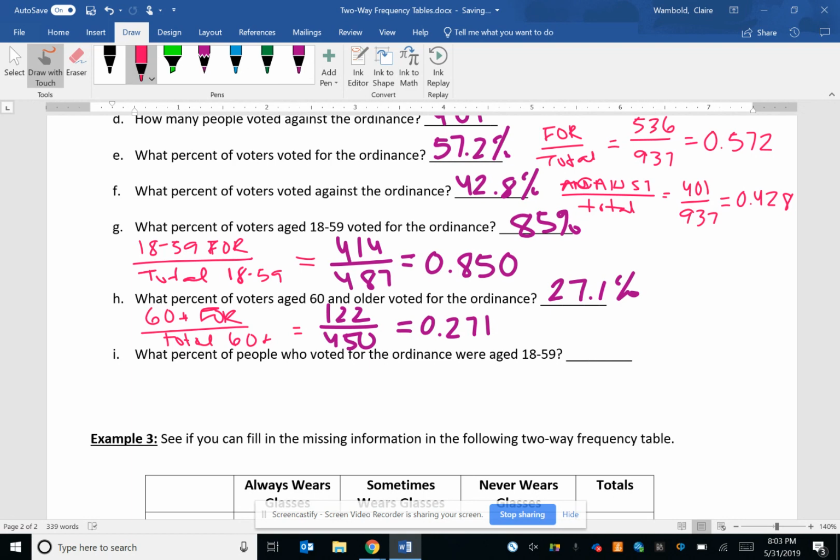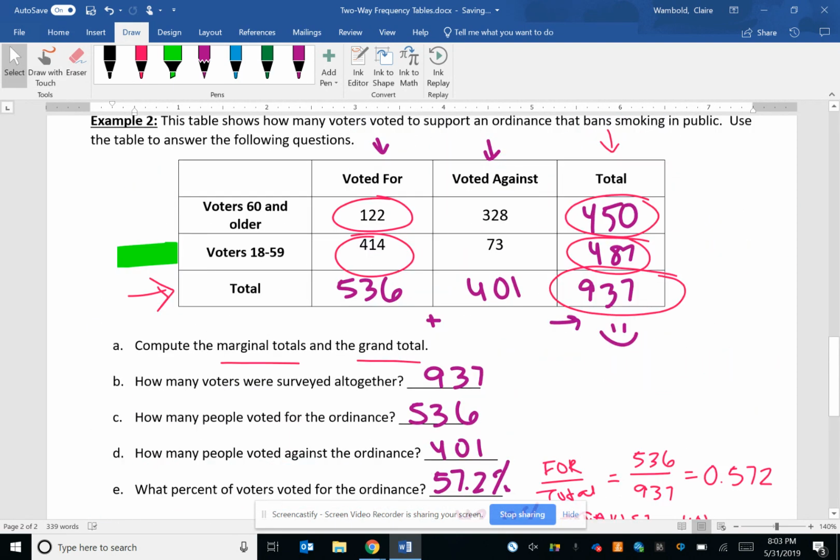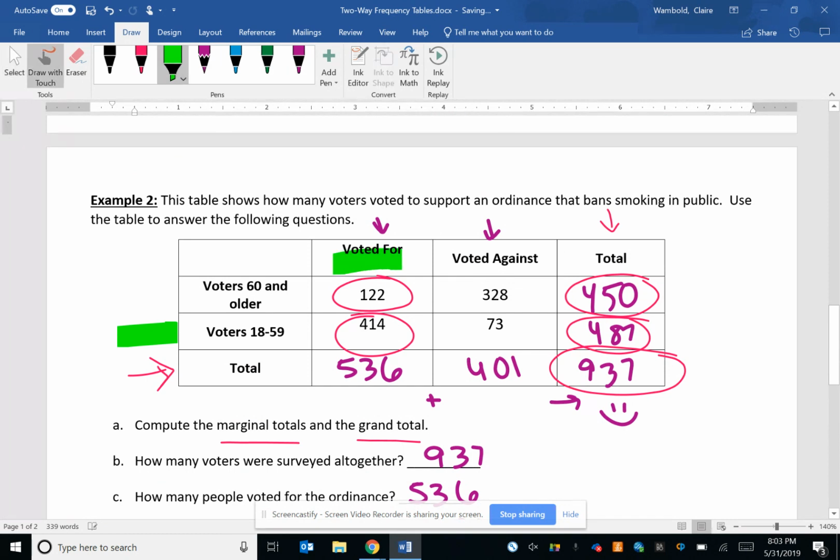Now, question I, you might have thought at first glance that it was the same question as question G. It says, what percent of people who voted for the ordinance were aged 18 to 59? So you might be asking, aren't we talking about the same group? But notice how it starts. It says, what percent of people who voted for the ordinance? Part G started with what percent of voters in that age group. So here we're kind of flipping it a little bit. We're thinking about within the people who voted for. So we're actually focusing on this whole column of the people who voted for, what percent of them were in this age group. So like I said, we're flipping this just a little bit.